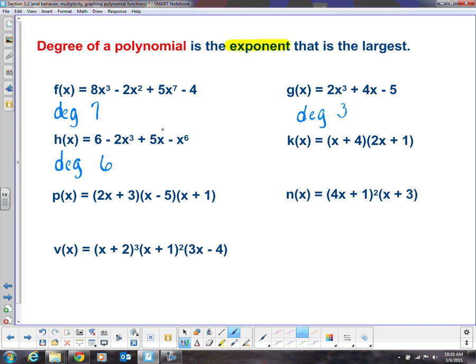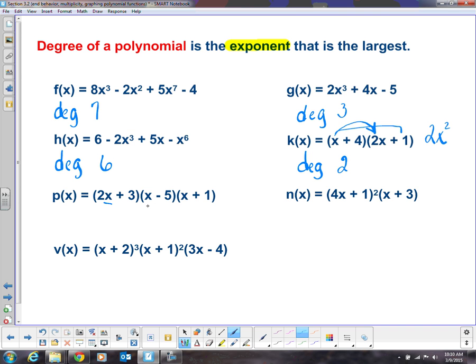Notice these are not in standard form, are they? Make you look for it. What is this degree? How do you know? Okay, to get the biggest degree, you're going to be multiplying x times 2x, and that's going to be 2x squared. Everything else is going to be just x to the first, so your degree is 2.